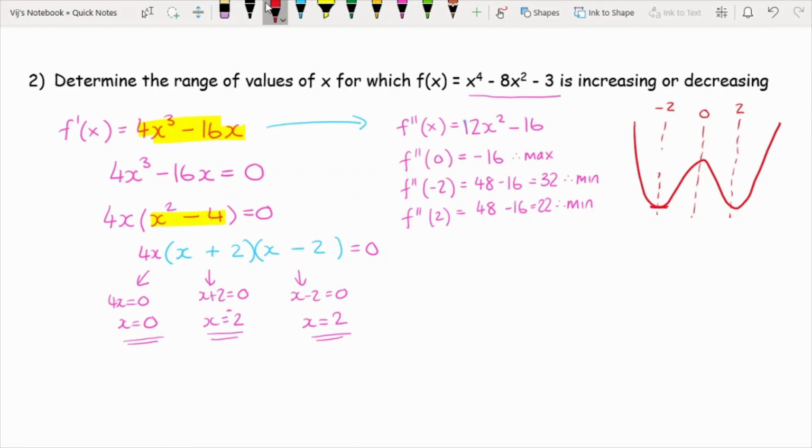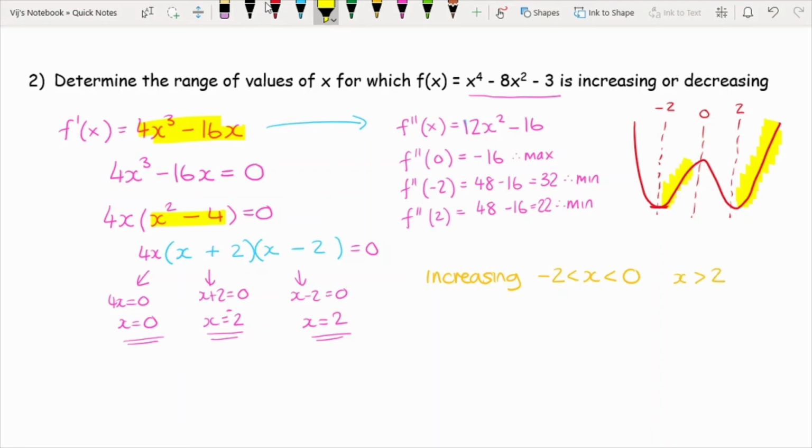So as I said, if you've got a range of colours or some highlighters, let's look at where it's increasing. So it's increasing within this range here, and it's increasing within this region here. So what I can then go on and say is that with regards to this function, it's increasing when x is between minus 2 and 0, and it's also increasing when x is greater than 2.